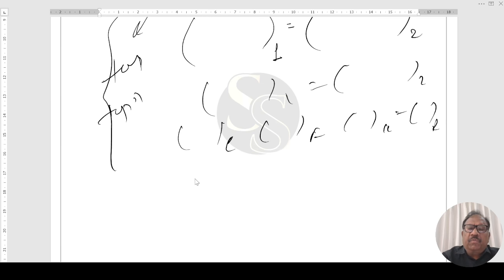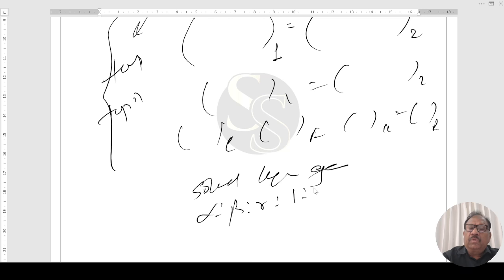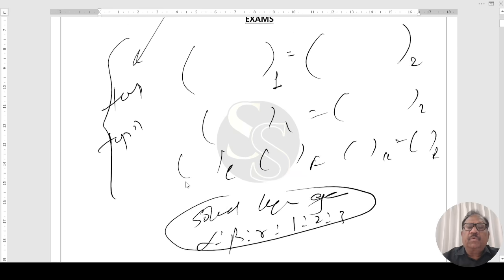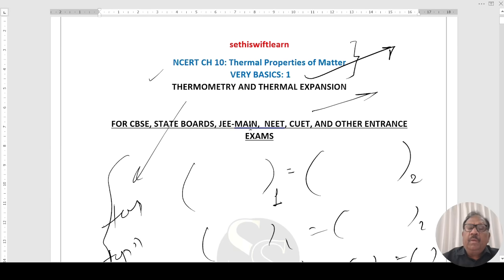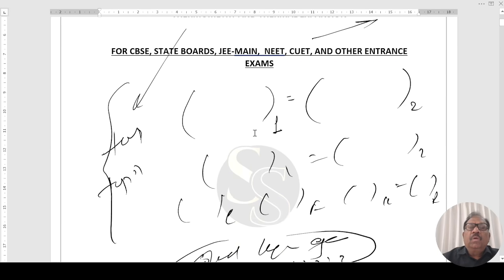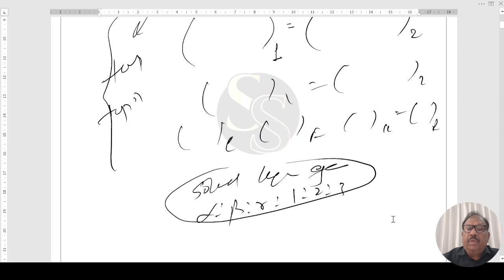And also expansion of solids, liquids and gases. Alpha is to beta is to gamma, 1 is to 2 is to 3. All the points, all the concepts are going to be very important, so you are requested to go through the session completely. Let's start with the question and concepts.